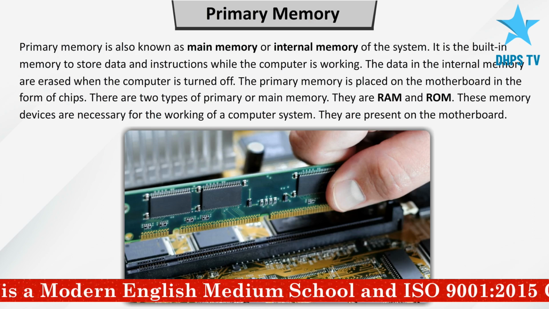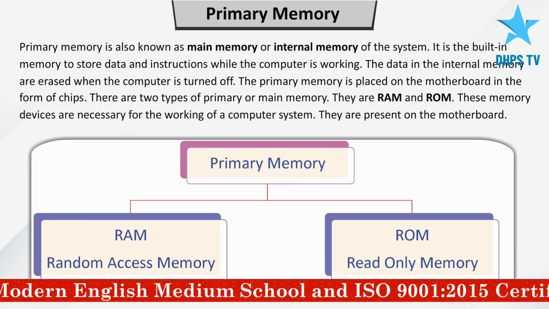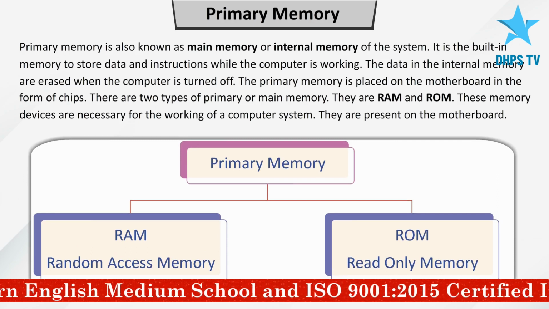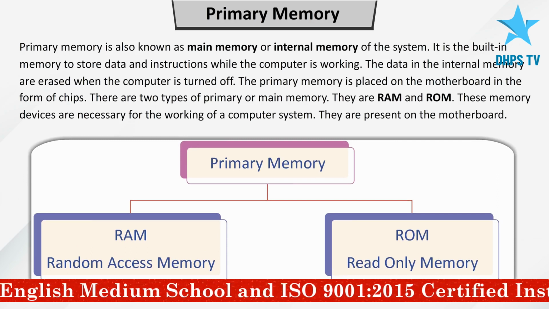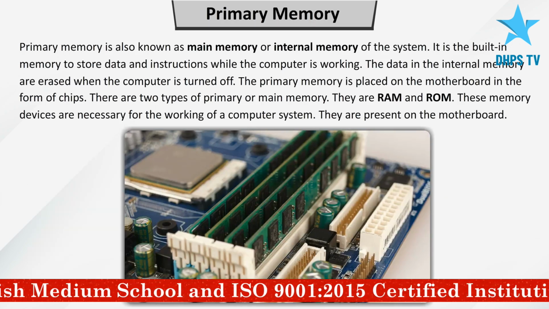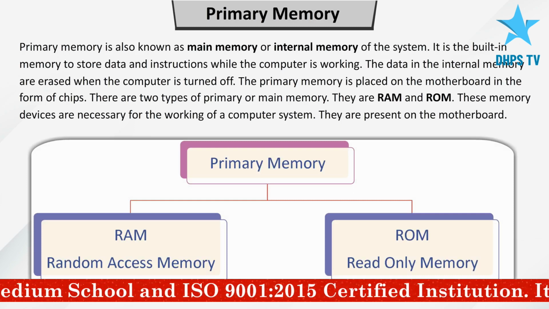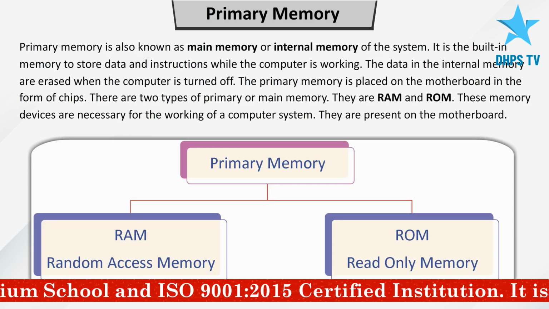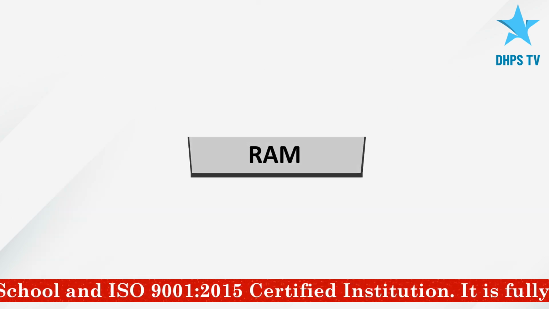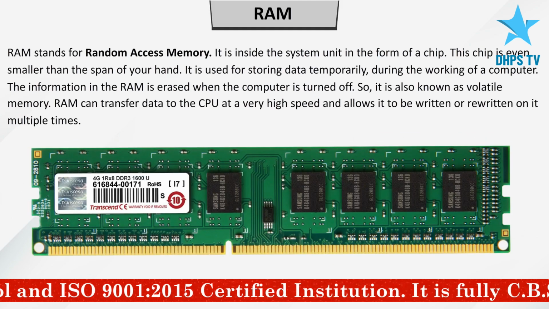There are two types of primary or main memory. They are RAM and ROM. These memory devices are necessary for the working of a computer system. They are present on the motherboard. Primary memory: RAM, random access memory; ROM, read-only memory. RAM. RAM stands for Random Access Memory.